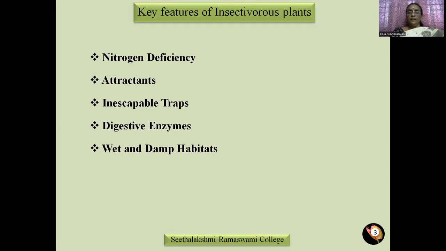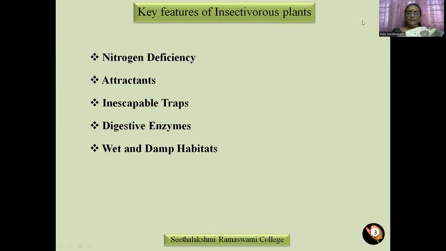Certain important key features of insectivorous plants are briefly described in the following points. Nitrogen deficiency. Insectivorous plants are found in nitrogen-lacking places and thus face a lack of nutrients. As a result, they have evolved into insect-trapping or insect-eating plants that enable them to absorb the necessary nutrients through their leaf structures.